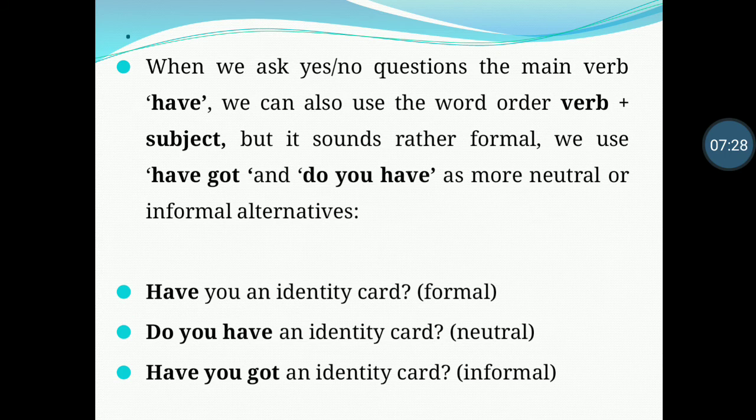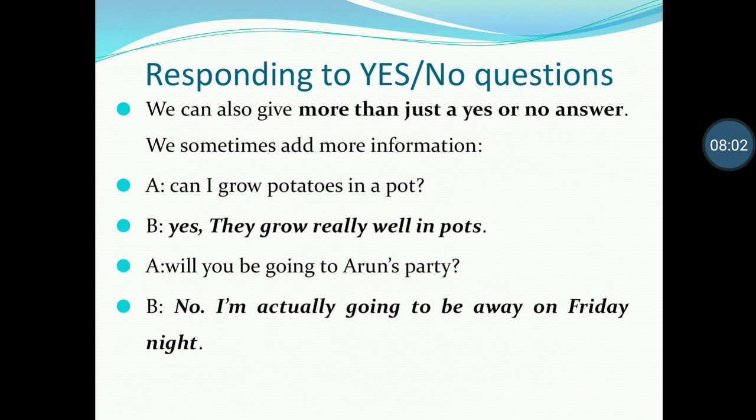We can use the have form as the helping verb. We can use have, or do you have, or have you got as the helping verb to frame a yes or no question. When we use have as a helping verb, it sounds formal. When we use do you have, it may sound neutral, but when you use have you got, it sounds informal. So these are the usages of have while framing yes or no questions. Have sounds formal, have you got sounds informal.